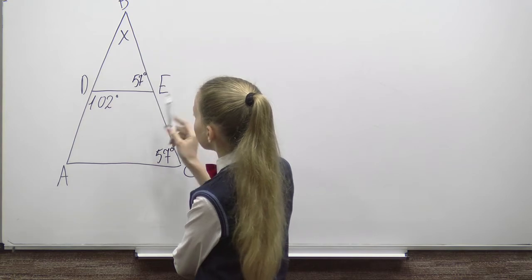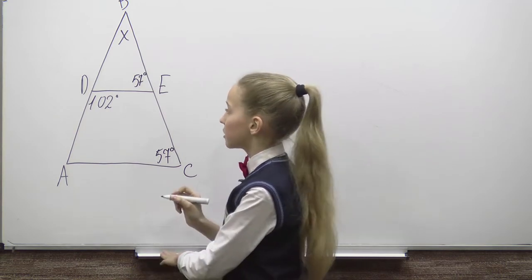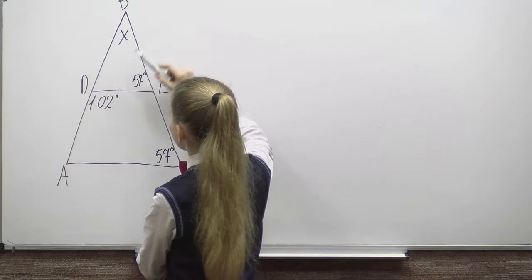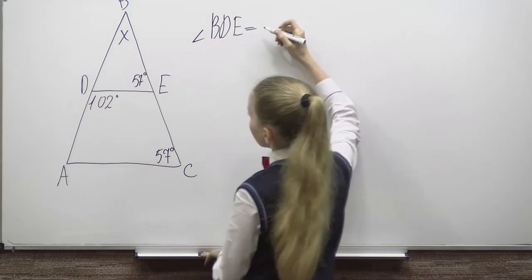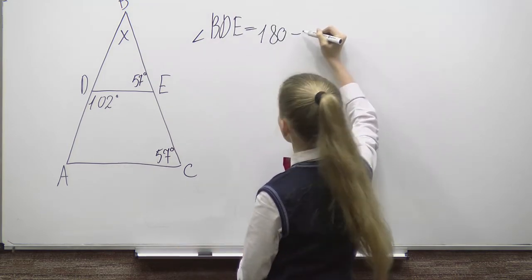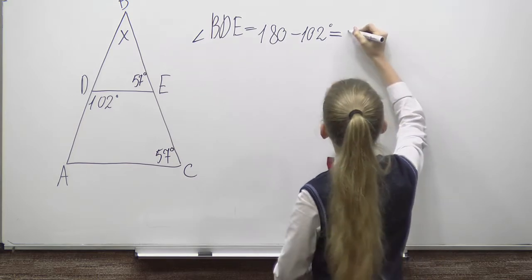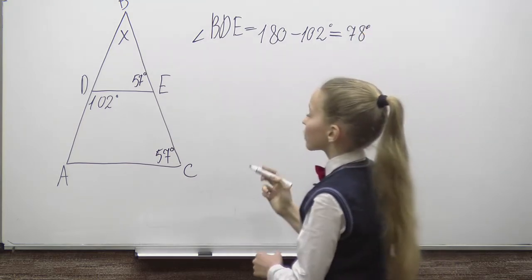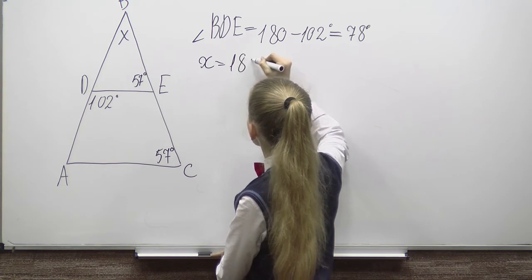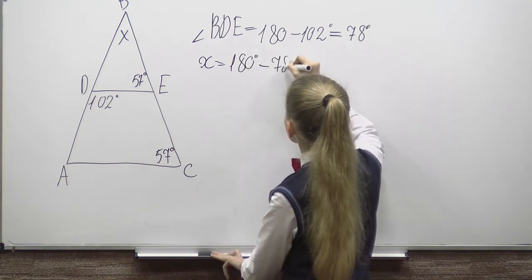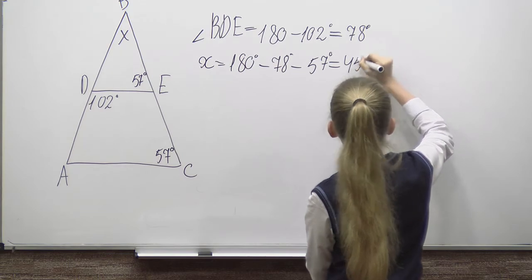Angles ADE and EDB are adjacent. We know that the sum of adjacent angles equals 180 degrees. So we can find angle BDE. So angle BDE equals 180 minus 102 degrees, and it's equal to 78 degrees. And from the theorem about interior angles we find x. x equals 180 degrees minus 78 degrees minus 57 degrees. So x equals 45 degrees.